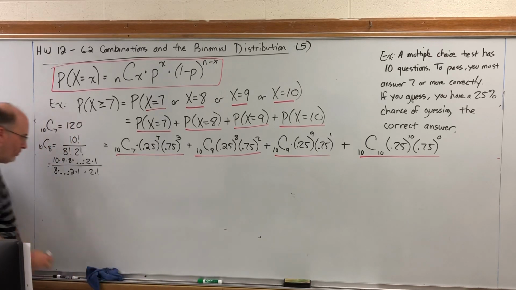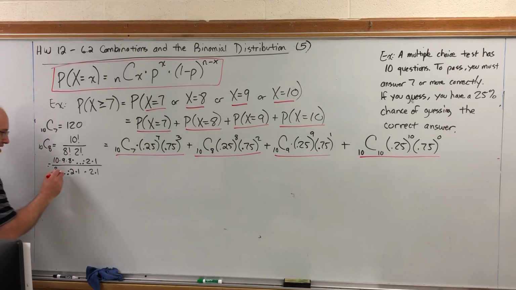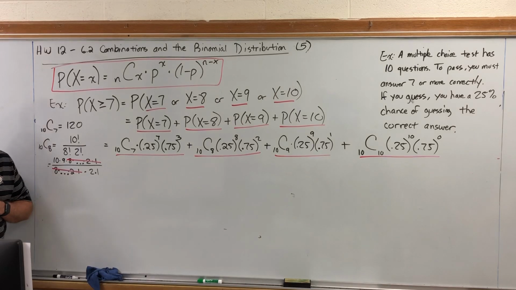Now, why did I not write out all the numbers? Because A, I know what numbers they're representing, but B, I'm not going to multiply everything. I'm going to cancel what I can. Everything from 8 down cancels with this everything from 8 down. So there was never really a need to write it all in the first place. They were destined to take each other out.